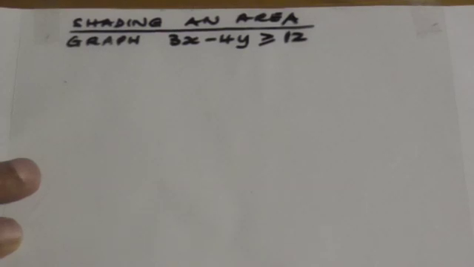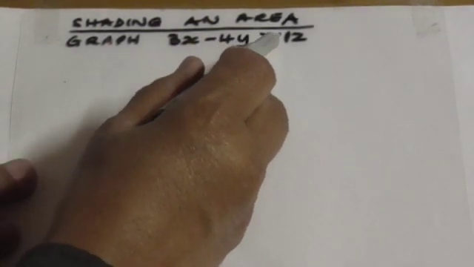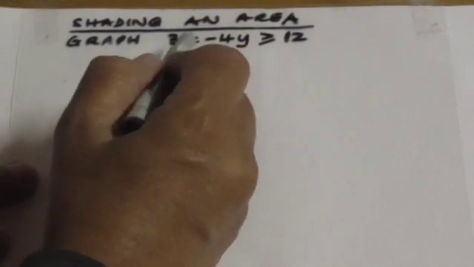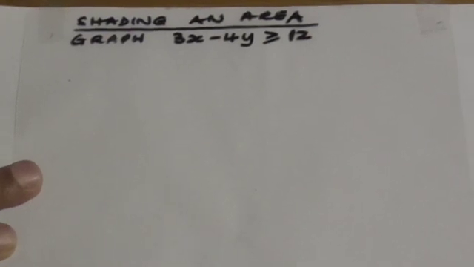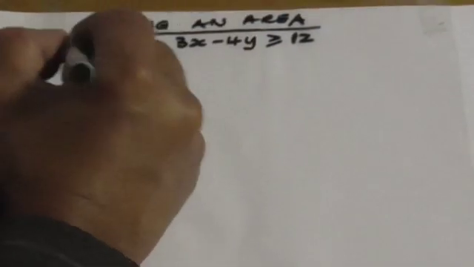Welcome back. In this question, you are required to graph 3x minus 4y is greater than or equal to 12. Now you can see that this is clearly a straight line graph involving inequalities. So you have to draw the straight line graph. It will be a rough sketch. You can use whatever method you like, but the best method here would be x-intercept and y-intercept. So let's use that. We want the x-intercept.